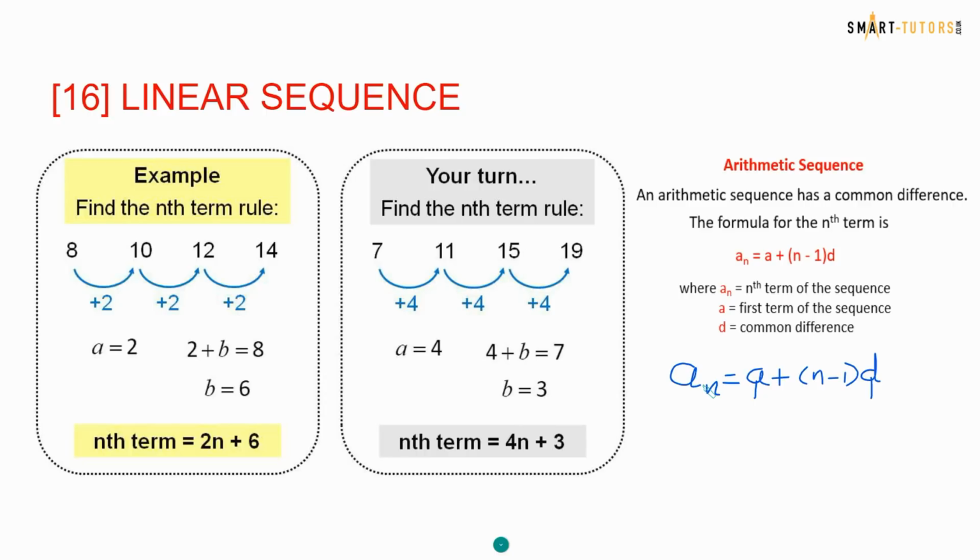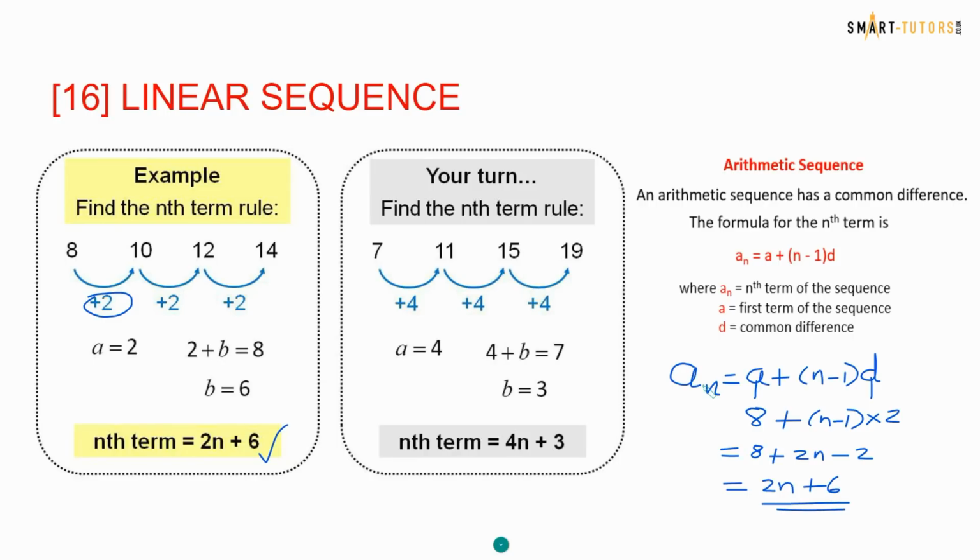You already did the question here in a way, but we are going to use this formula to do this one. So here the difference is 2. The first term is 8. So 8 plus n minus 1 times 2. So 8 plus 2n minus 2. So 2n, 8 take away 2 is 6. That is the answer for the nth term.